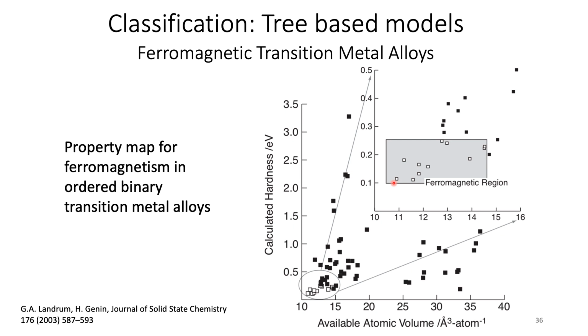These are data for ferromagnetic transitional metal alloys, and the plot here is atomic volume on the horizontal axis and calculated chemical hardness on the vertical axis. And I'm labeling these plots with closed squares, which are non-magnetic alloys, and open squares, which are ferromagnetic alloys. If you zoom in on this region, there's an interesting pattern that emerges.